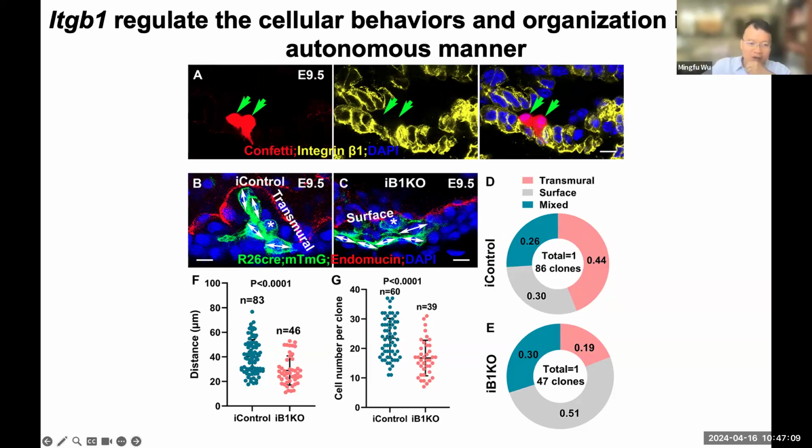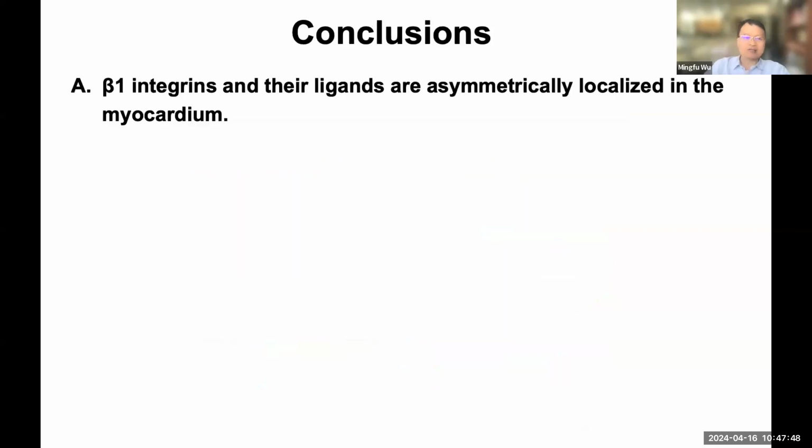And we found that in the knockout clones, their migration distance was reduced, which might explain this trabeculation defect. And also the cell number per clone was reduced, which might explain why the cell proliferation was reduced. And we also examined the clone pattern. We found out in the control, the transmural clone is 44%, but in the knockout it's only 19%. And for the surface clone, in the control it is 30%, but in the knockout it is 51%. So based on this piece of data, we can say integrin beta 1 regulates cellular behaviors and organization in a cell autonomous manner.